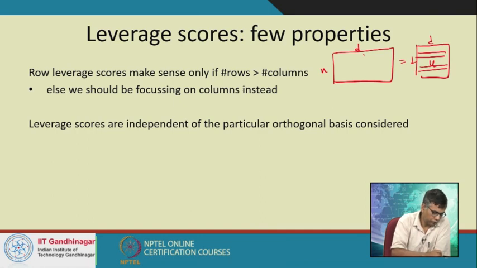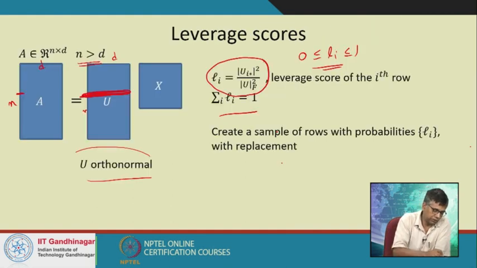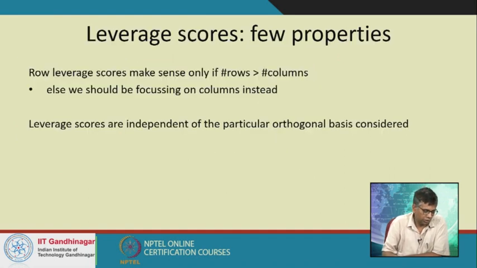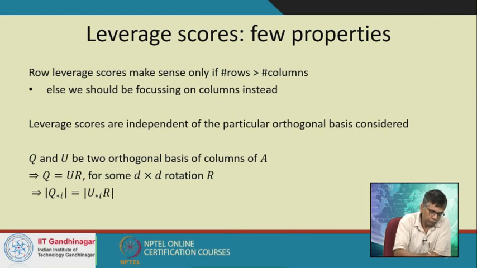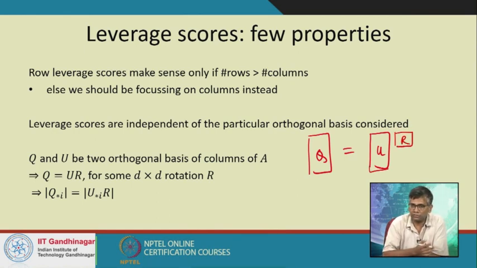Also, an important thing to realize is that while we define the leverage scores in terms of an arbitrary orthonormal basis, the actual definition is independent of the orthonormal basis that you choose. In order to see this, let's look at this calculation. Suppose Q and U are two different orthonormal bases of the columns of A. Because there are two different orthonormal bases of the columns of A, there exists some rotation matrix R, which means a D by D orthonormal matrix R, such that Q equals U times R.